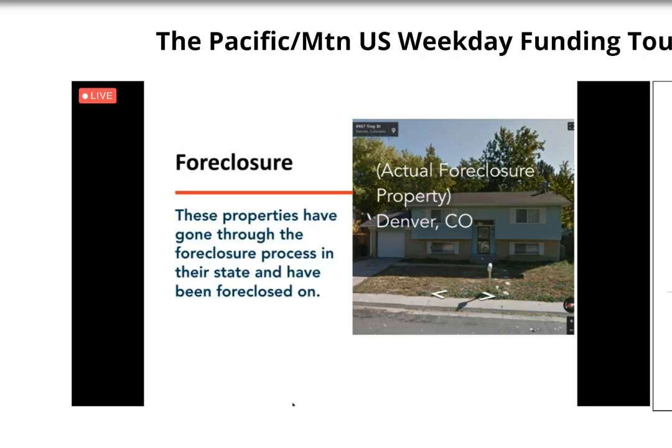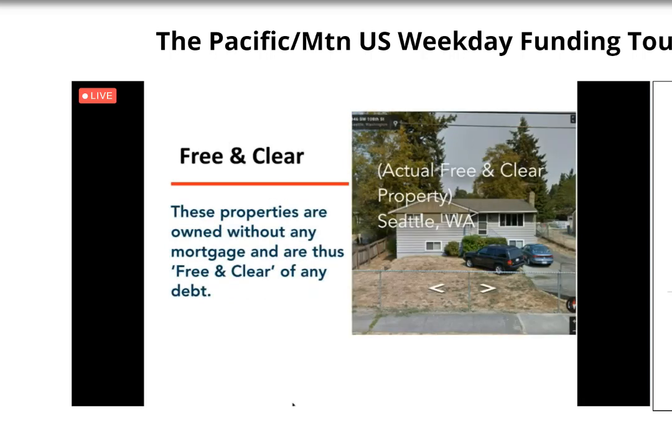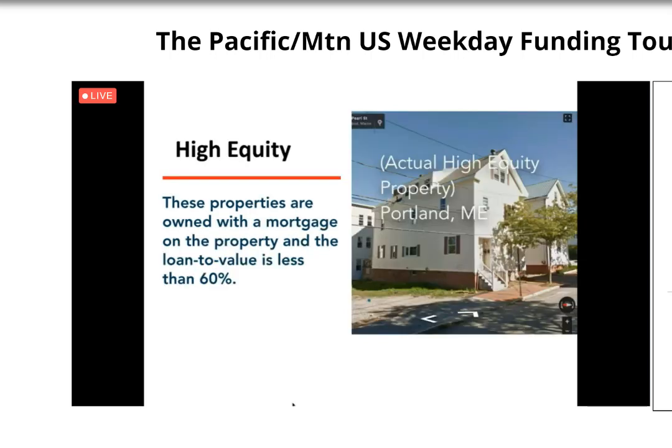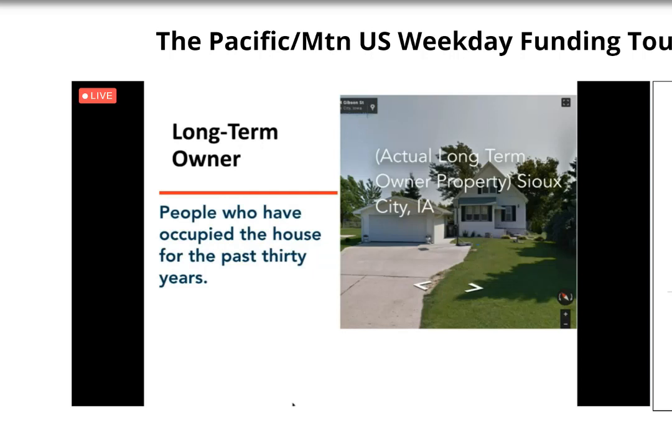Foreclosures, properties that have gone through a foreclosure process. Okay, free and clear, properties that are owned free and clear that have no mortgage. Okay, you see where it says high equity properties. So these properties have a loan to value of 60% or less. Okay, a long-term owner, people who have occupied a property for the last 30 years. They're going to call that a long-term lead.